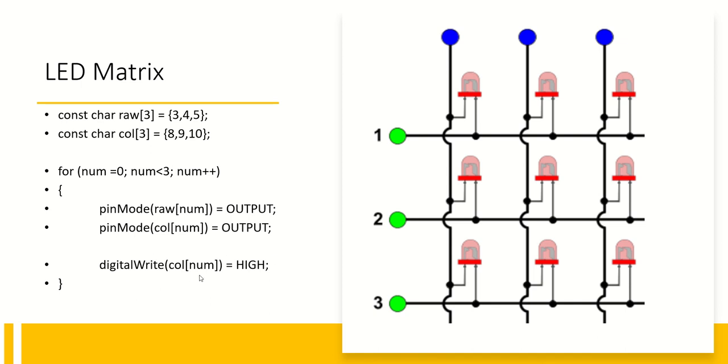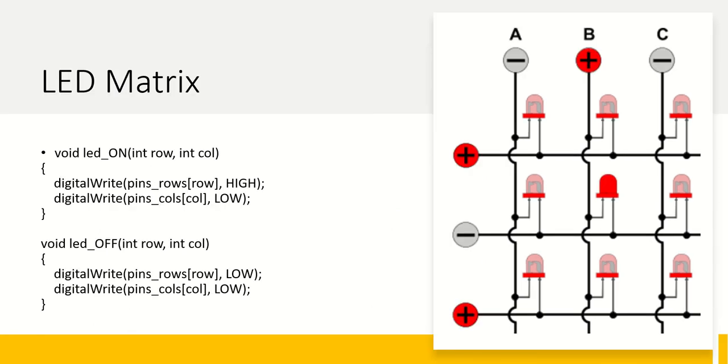Okay, so basically let's say this is a column and where we need to give a high. So here we are basically providing 5 volts, and this one will be 0 volts. Okay, so that's why this LED will glow. So whichever LED we provide the high voltage, and wherever we provide the low voltage, the corresponding LED will glow. Okay, so this is the example we talked about.